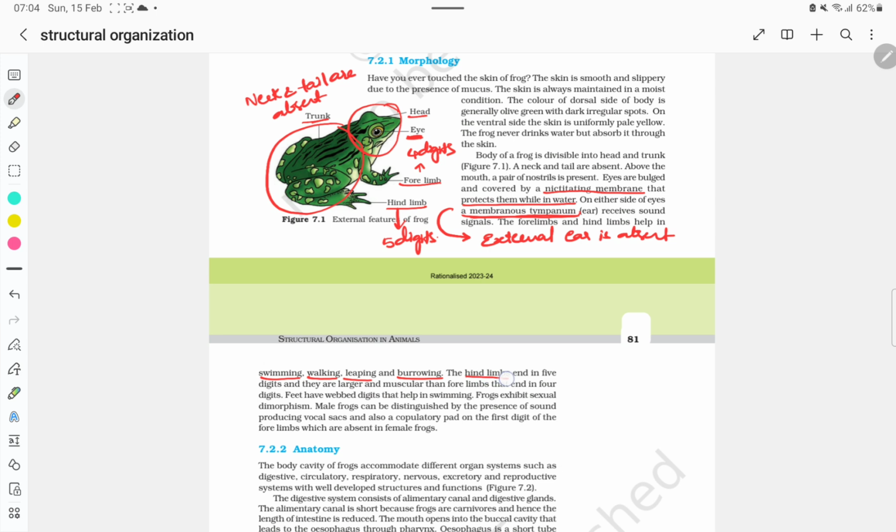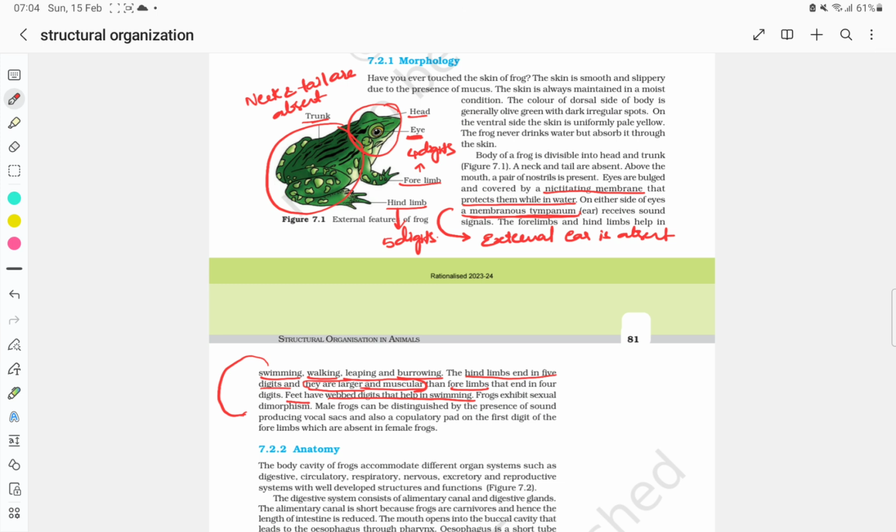As I told you, hind limbs have 5 digits. They are larger and more muscular than the forelimbs. This is also very important. Hind limbs are larger and more muscular than the forelimbs. And as they say, the limbs help in swimming. For swimming they need webbed digits, so these webbed digits are present to help in swimming.